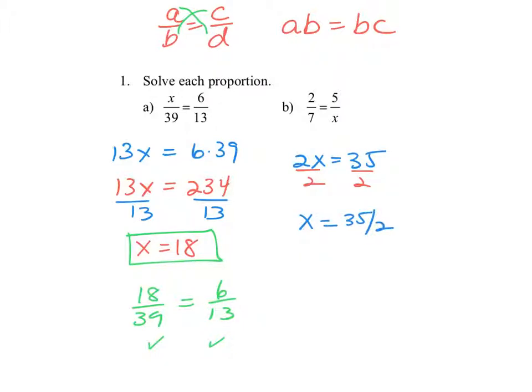As always, we want to check our work by plugging that value back into the original equation. So it's 2 over 7 equal to 5 divided by 35 over 2. And since these are equivalent fractions, we know that our answer is 35 over 2.